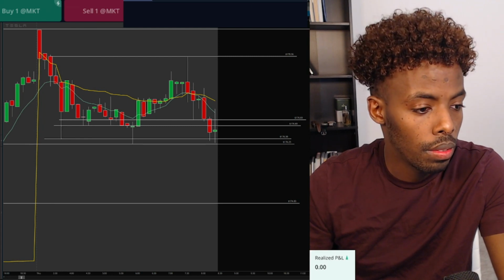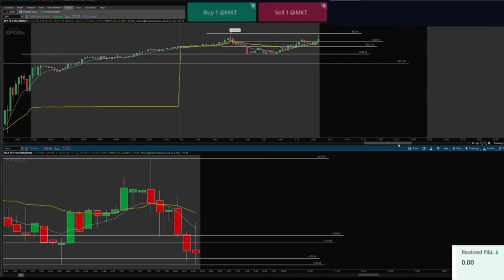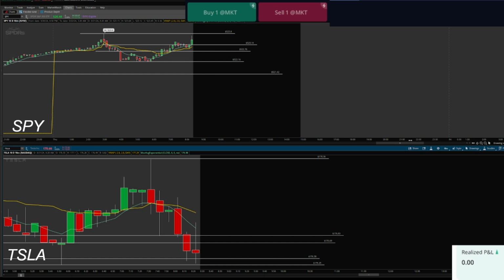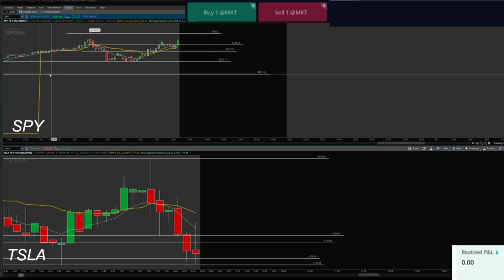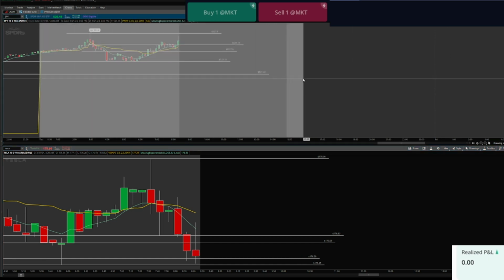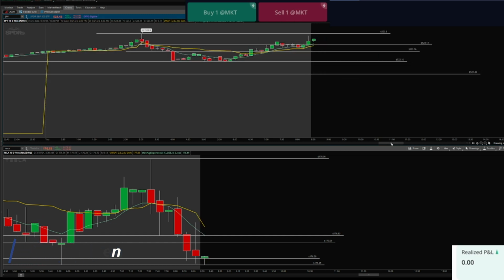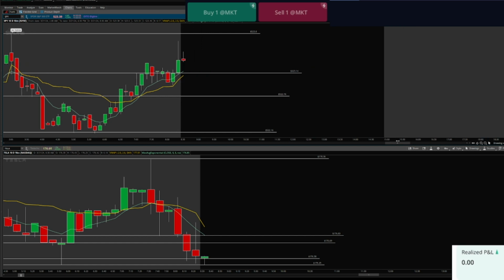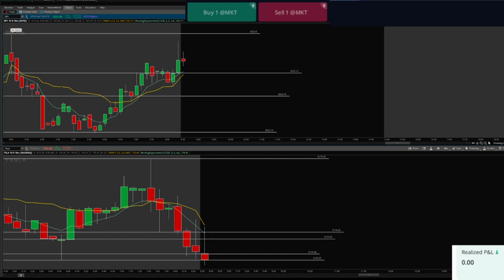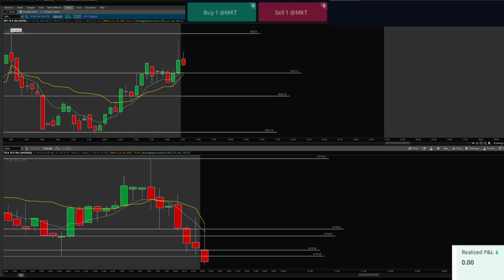So here we go. All right, market just opened. I repeat, market just opened here. All right, so Tesla's bouncing off this level, which is expected. We could have bought a call right off the bat in the opening. But we'll see what happens. All right, Tesla's bleeding that level here.